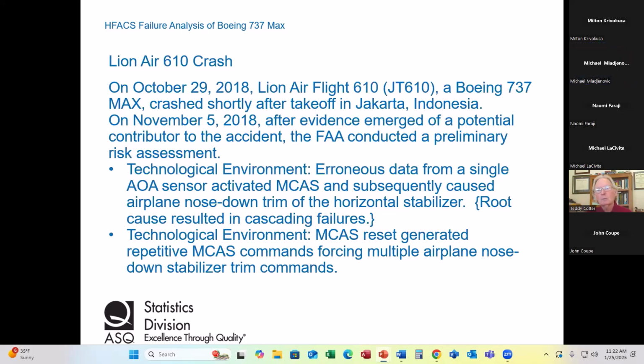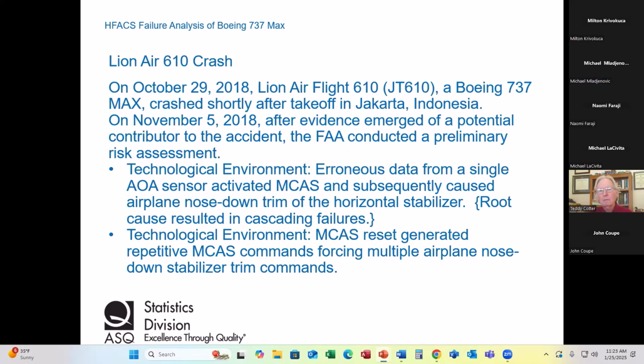So on October 29th, 2018, Lion Air Flight 610, a Boeing 737 MAX, crashed shortly after takeoff in Jakarta, Indonesia. November 5th, 2018, evidence emerged of a potential contributor to the accident. The FAA conducted a preliminary risk assessment.